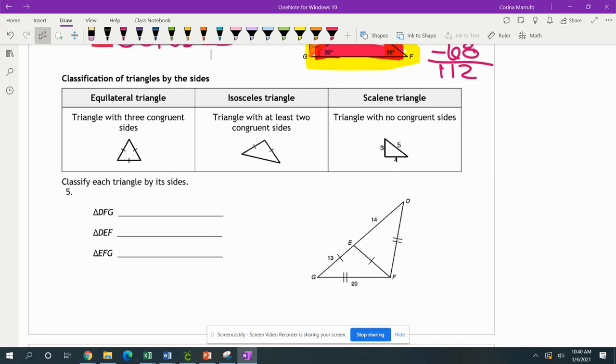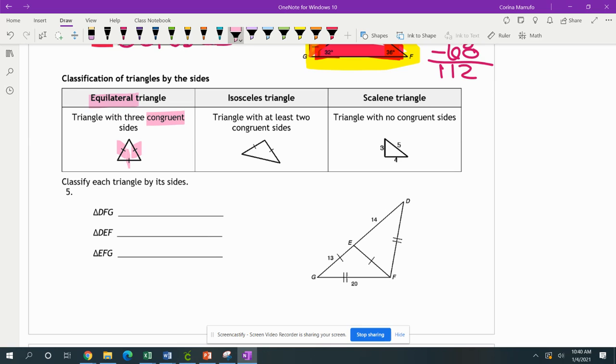Okay, the next one is classification of triangles by sides. Okay, so we have 3 ways that we can classify it by sides. The first one is equilateral. So if you notice, equi means equal. That means that it has 3 congruent sides, or the same thing as congruent is equal.